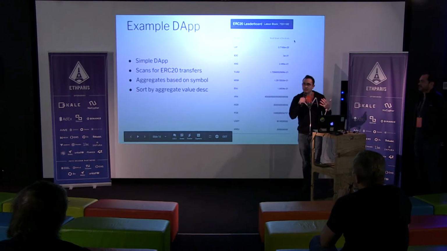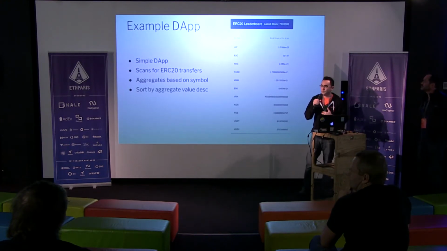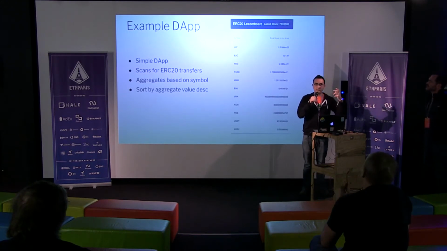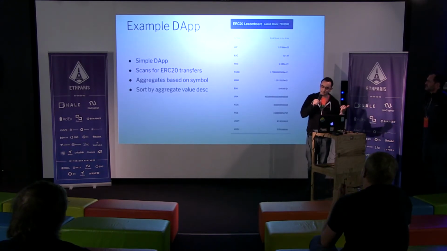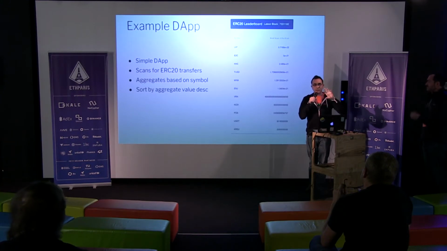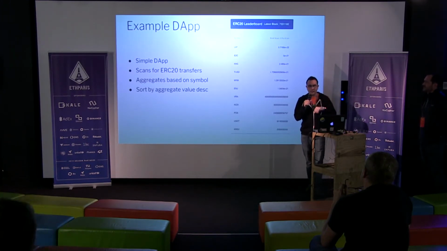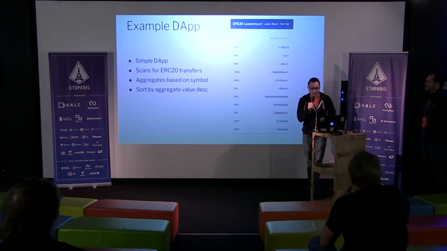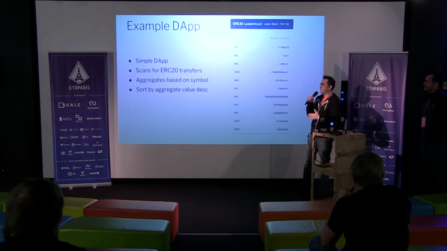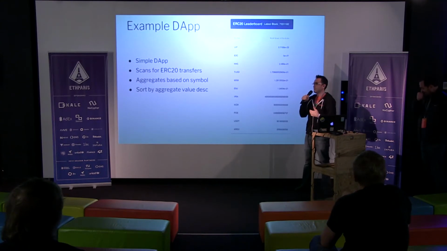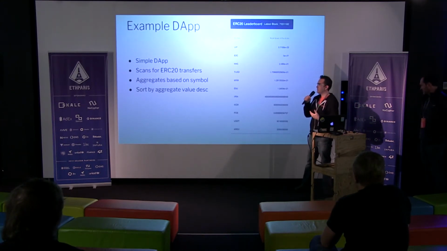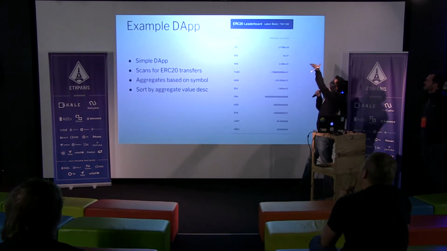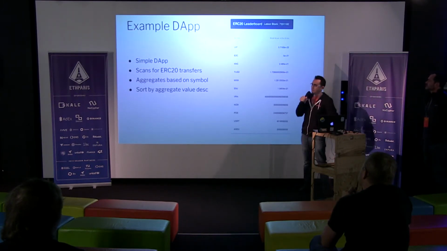So to extend on the demo a little bit, I have an example app that I built. If you go to the repo, which I'll show you at the end, there's a really simple React-based app that I did, plus an example in Node of how to query GraphQL. So this is a simple dApp and basically just scans the latest block for ERC20 transfers. It aggregates it based on the symbol and then sorts it descending, right? Largest value transfers on top to the smallest transfers on the bottom.